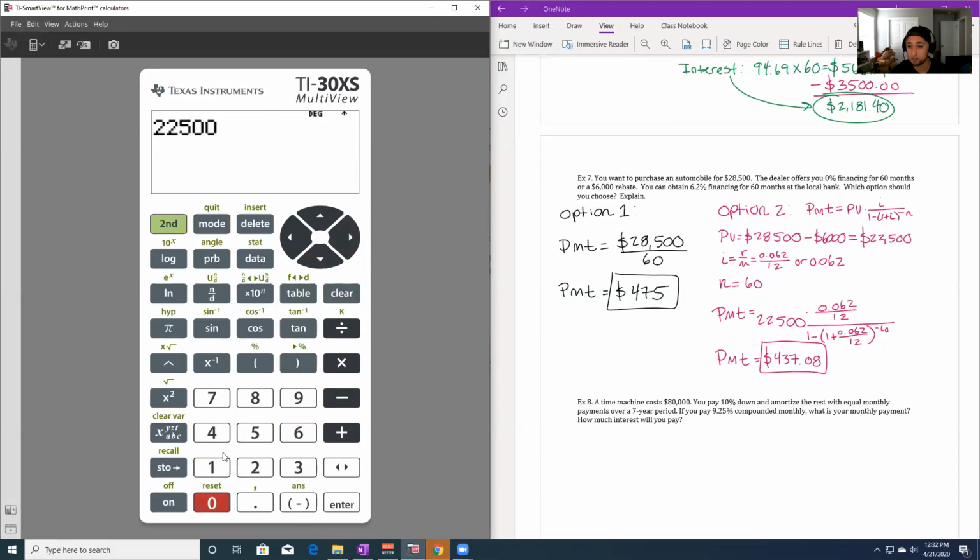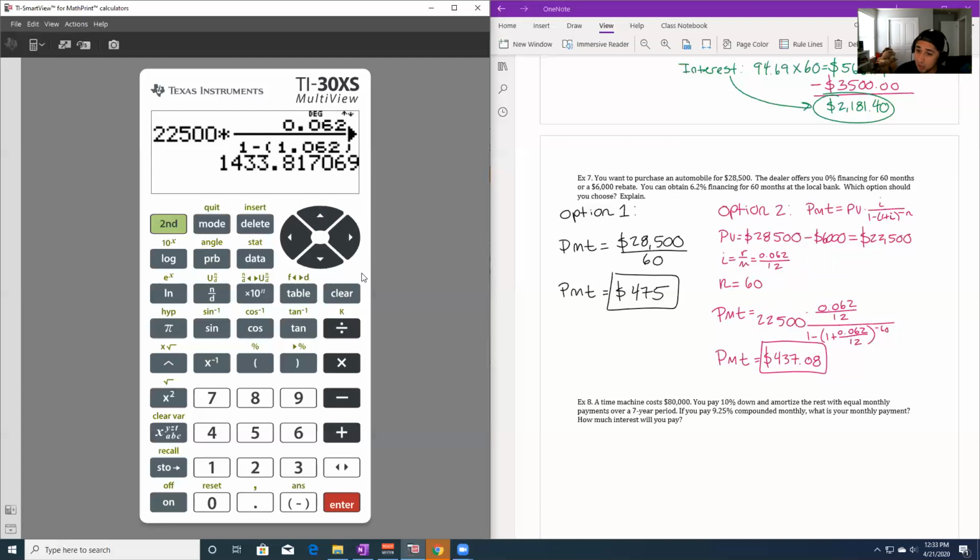And yes, I'm going to double check it with the other one. So 22,500 times the fraction 0.062 over 1 minus 1.062 raised to the negative 60. When I type that in, I get 1433 as my payment, which means choosing 0.062 would be incorrect. So let me go back up here and change this. So we have our answer: i should be 0.062 over 12.